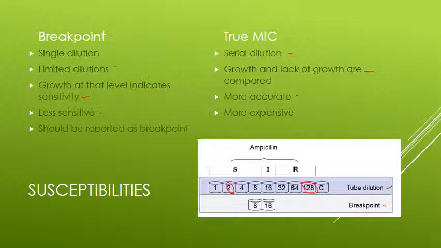Okay, you didn't see growth in any of the other wells. You don't know exactly what the true MIC is. So it should be reported as a breakpoint. That is something that many hospitals, many systems, have a problem with, because even on the MicroScan, for example, some of the drugs are true tube dilutions, they're full MICs, and some of them are breakpoints. But most hospitals just report everything as an MIC, and that's not truly accurate. So that definitely is something that should be addressed in order to be fully transparent with our doctors.